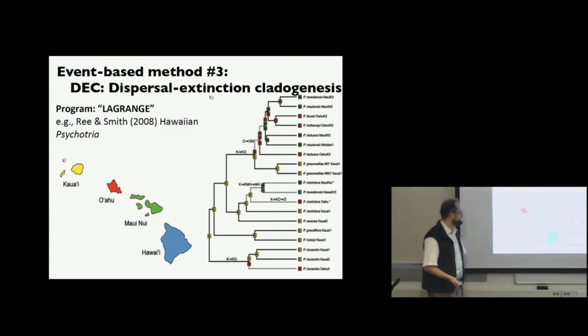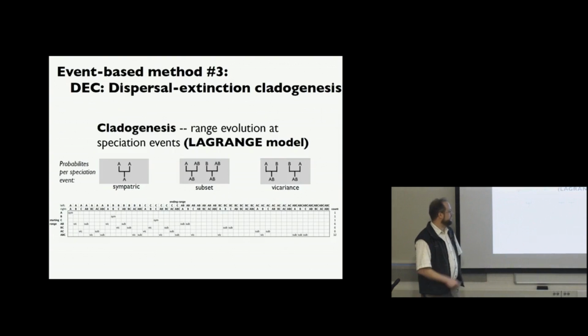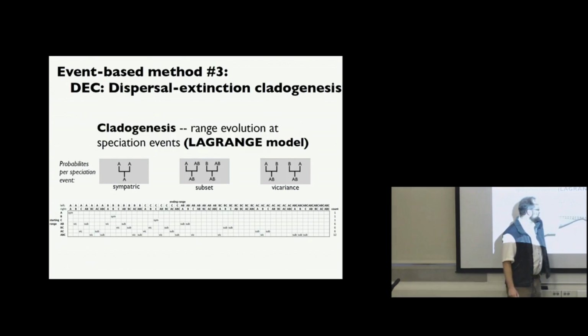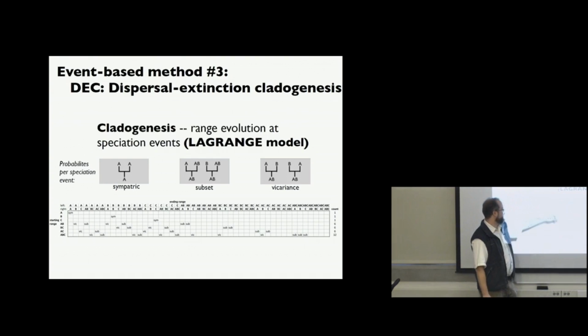And we'll take you through which events they allow in their method. They allow these three kinds of events. DIVA just does this sort of sympatric speciation of an ancestor with a narrow range and a widespread vicariance thing. They don't allow this sort of subset speciation where one species buds off within the range of the ancestor.